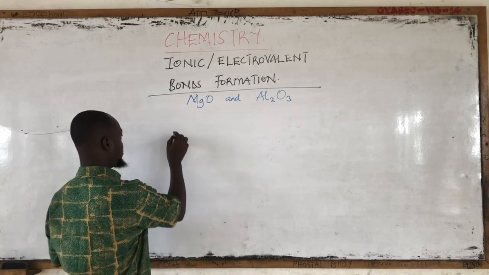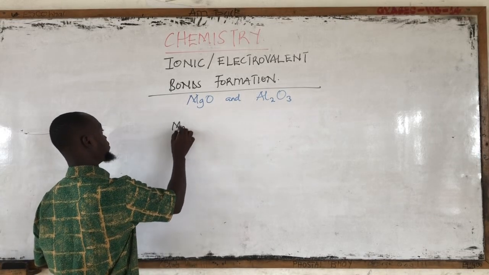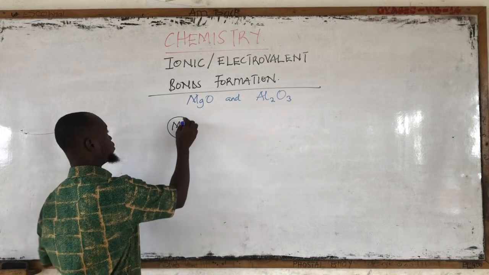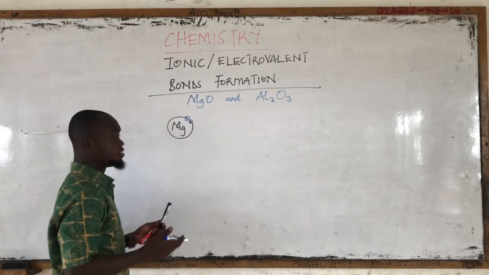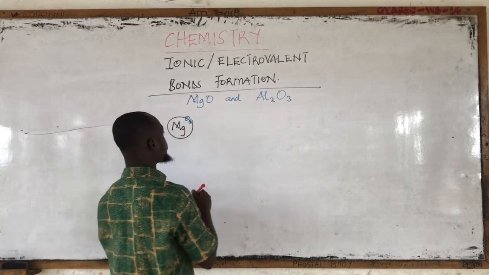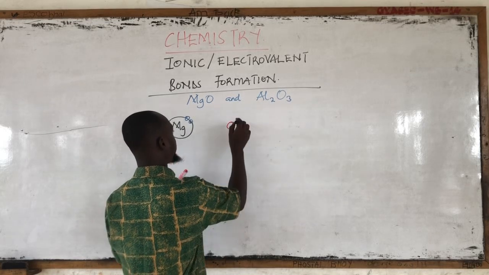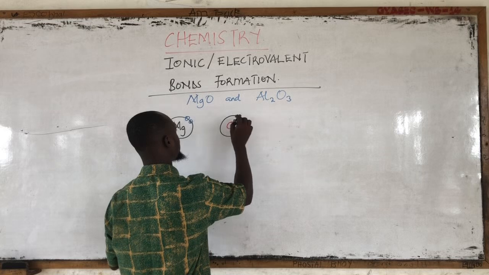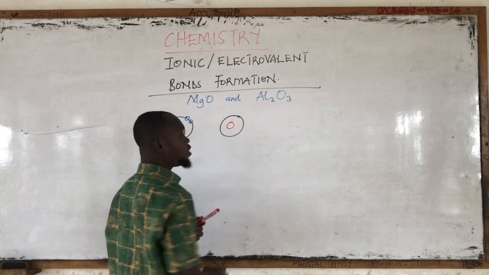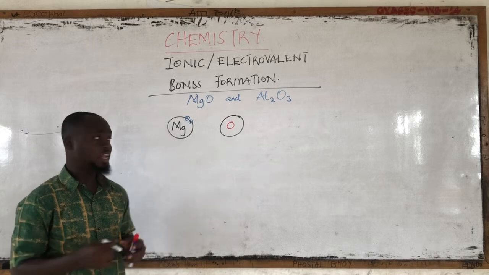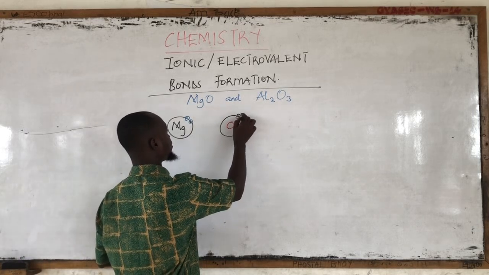Now, the first one is Mg. We draw the shell. Mg has 2 valence electrons, that is magnesium. And then the second element is O. We have O, then we draw the shell. Oxygen has how many valence electrons? Oxygen has 6 valence electrons. So we indicate that as well.